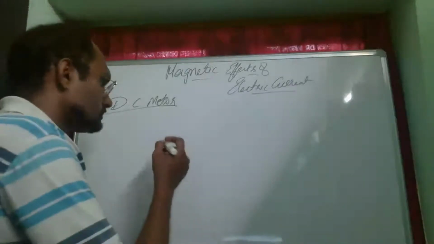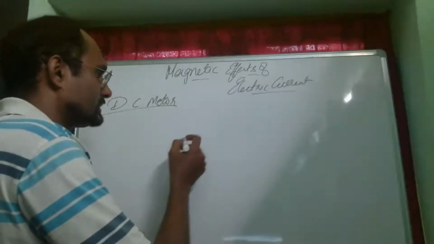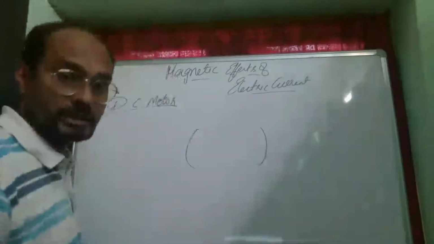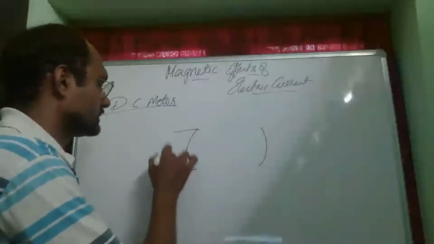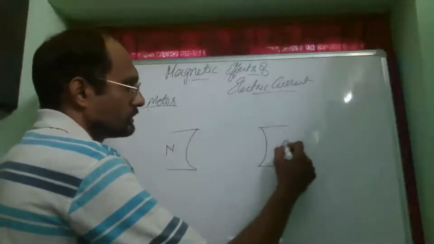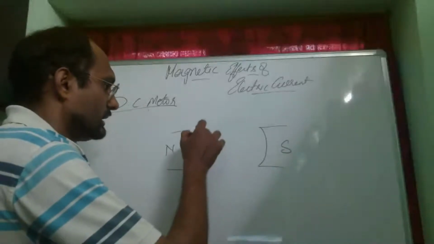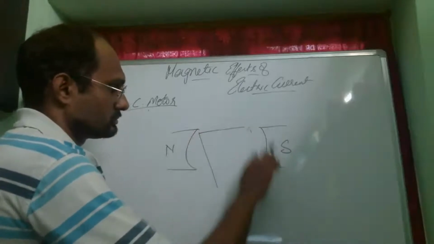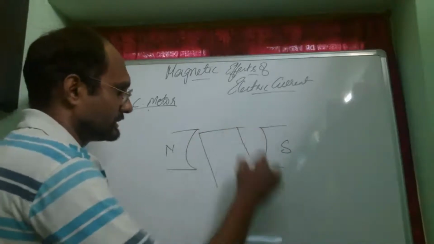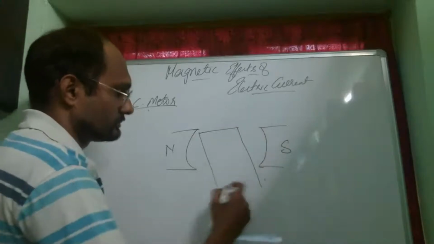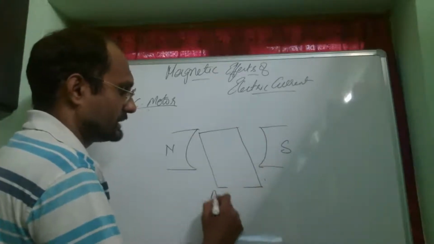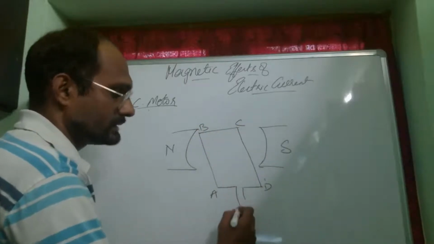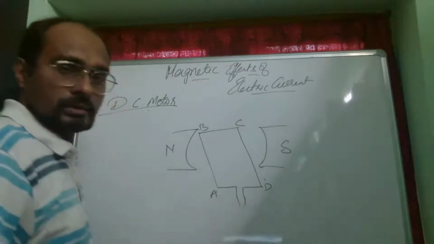Okay, so see, if I take two magnets, two magnetic poles, sorry, this being the north pole and this being the south pole, and I place a rectangular coil between these two. Excuse my excellent drawing skills. I name this A, B, C, D, and these are the two ends of the wire.